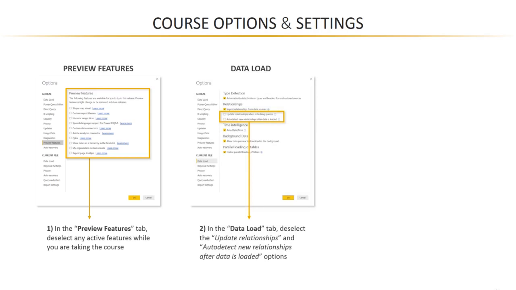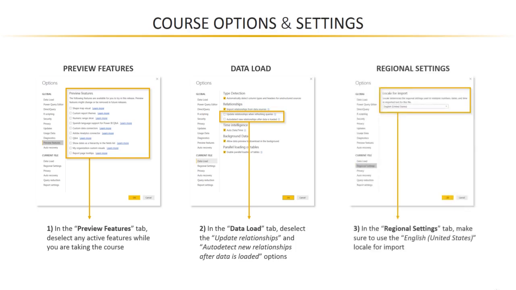Second, we're going to update our data load settings to deselect the auto detect new relationships option. Basically, Power BI is a very smart tool. When you load up raw data, it's actually going to analyze that data and look for relationships and say, okay, I've got a primary key here and a foreign key here. I think Chris is trying to create a relationship between these tables, and it will automatically add the relationship for me, which is great, but it's not so good when you want to demonstrate how and why to create certain types of table relationships. So for now, we're going to uncheck that option.